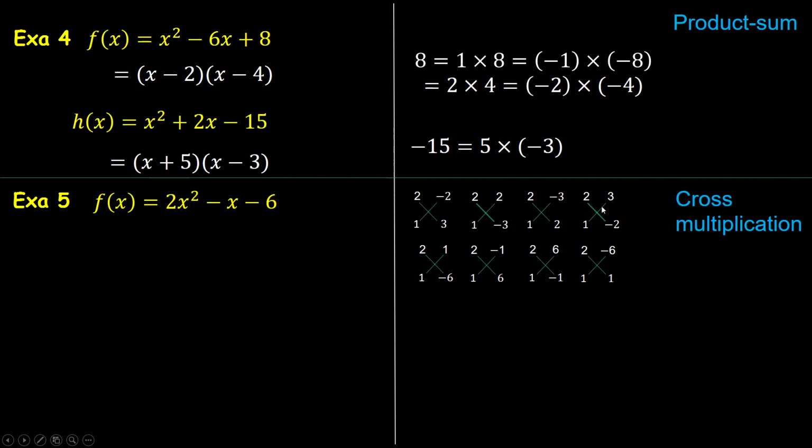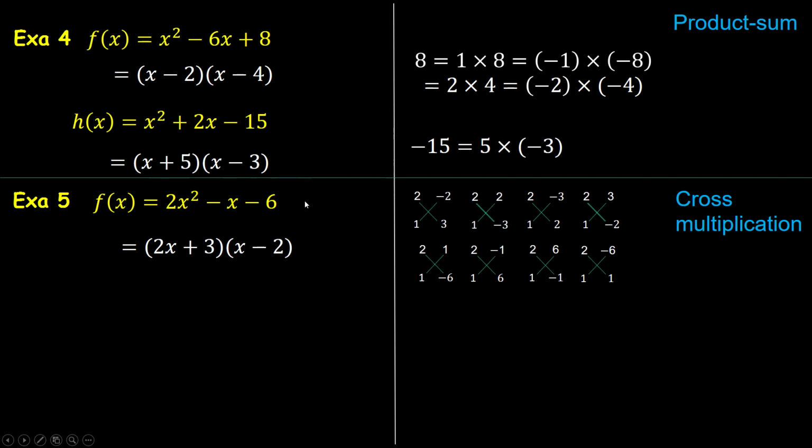All right, so this one works, and that should give you 2x plus 3 from the first row, then x minus 2 from the second row. All right. Again, it's a good idea to double check. So you can multiply this, and that should give you the answer here.